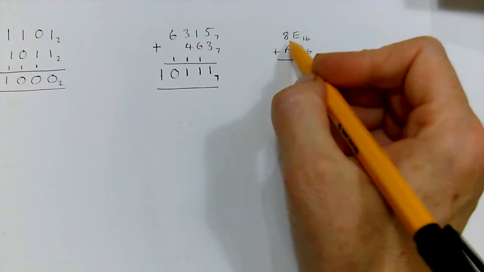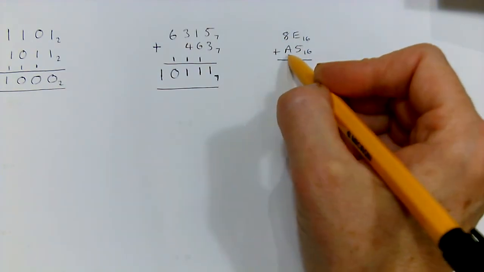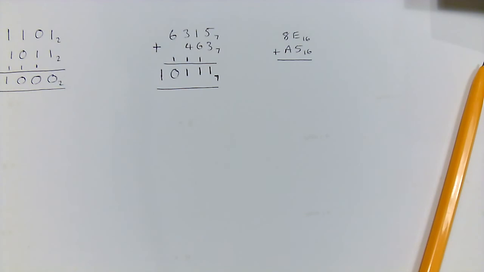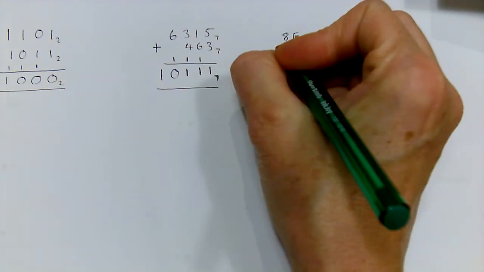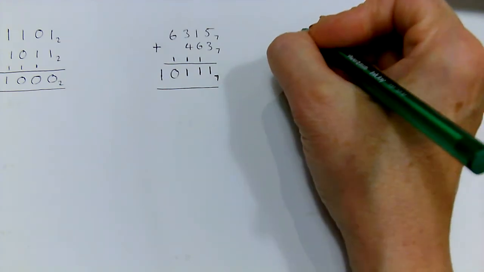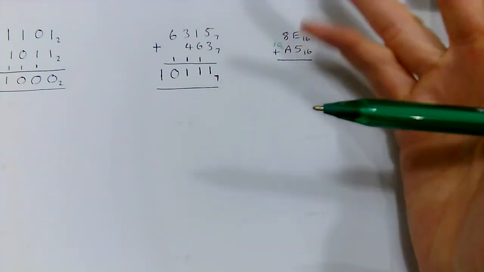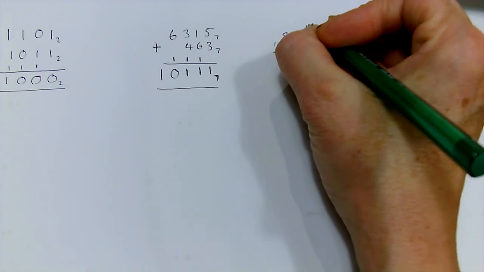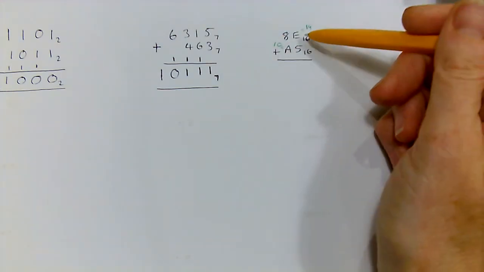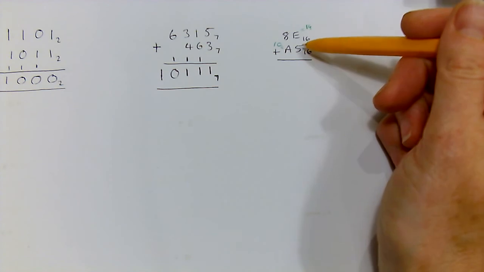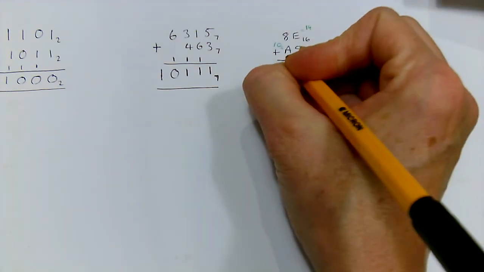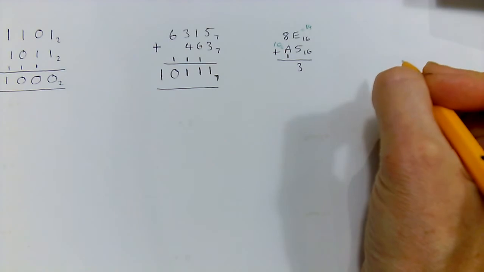So we have got 8e base 16 and a5 base 16. So I'm going to just remind myself that a is 10. So just put a little note to myself, which means that e, so 10, 11, 12, 13, 14, is 14. Okay, so if I'm doing e plus 5, I'm doing 14 add 5, which is 19. So that would be a 16 plus 3.